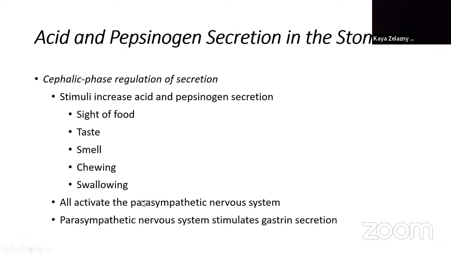So this is all activated by the parasympathetic nervous system, the rest and digest part of the nervous system. And the parasympathetic nervous system is also stimulating gastrin secretion, which we saw on that previous slide as one of the signals. That also controls acid and pepsinogen. So we'll pick up here on Monday.